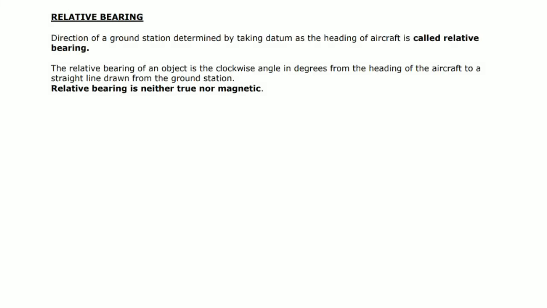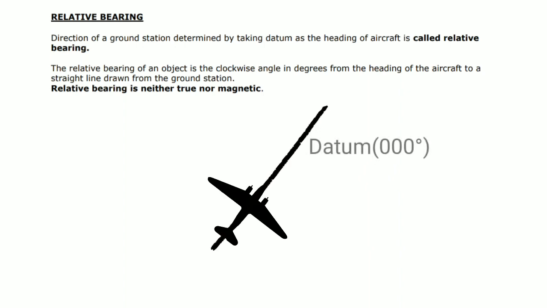Relative bearing: the direction of a ground station determined by taking the heading of the aircraft as datum is called relative bearing. Relative bearing is very simple. As we know, for direction we take datum north, which can be magnetic, true or compass. But for relative bearing of an aircraft, we take the aircraft heading as the datum.